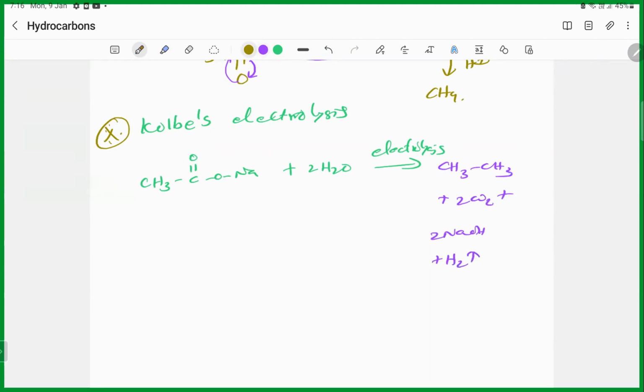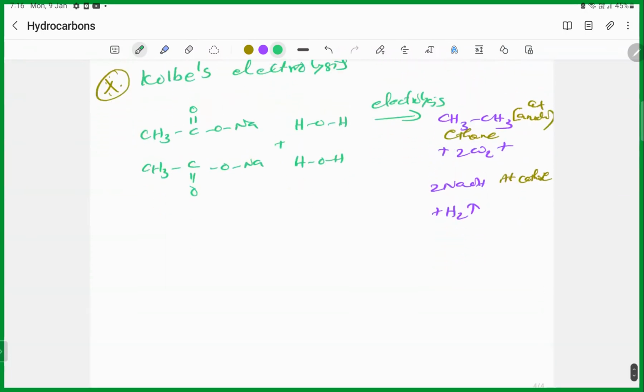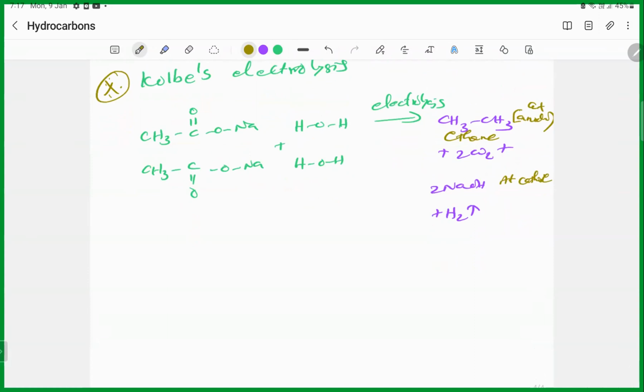Okay. Now this CH3CH3, ethane, you will get at the anode. You will get the sodium hydroxide at the cathode. Here also they are using 2 moles of it. So 2 moles of water, right? We can write it like this, HOH. So now we have to do the mechanism. In all reactions we have to do the mechanism. Mechanism is nothing but the movement of electrons in each and every step.